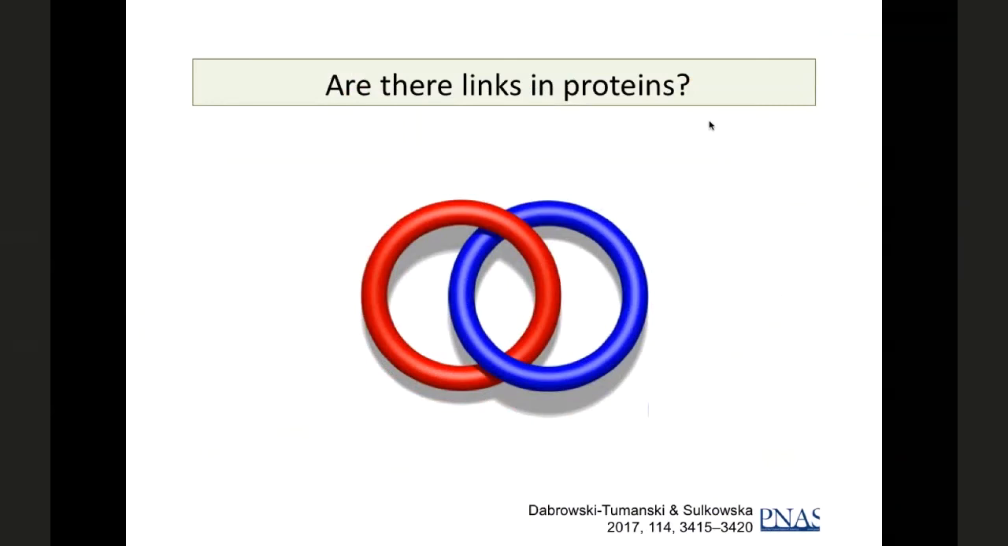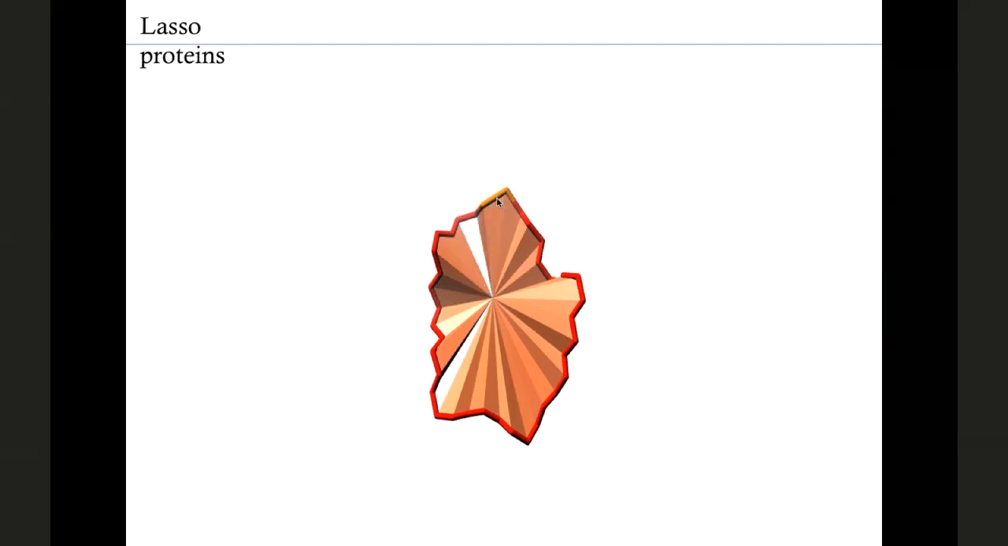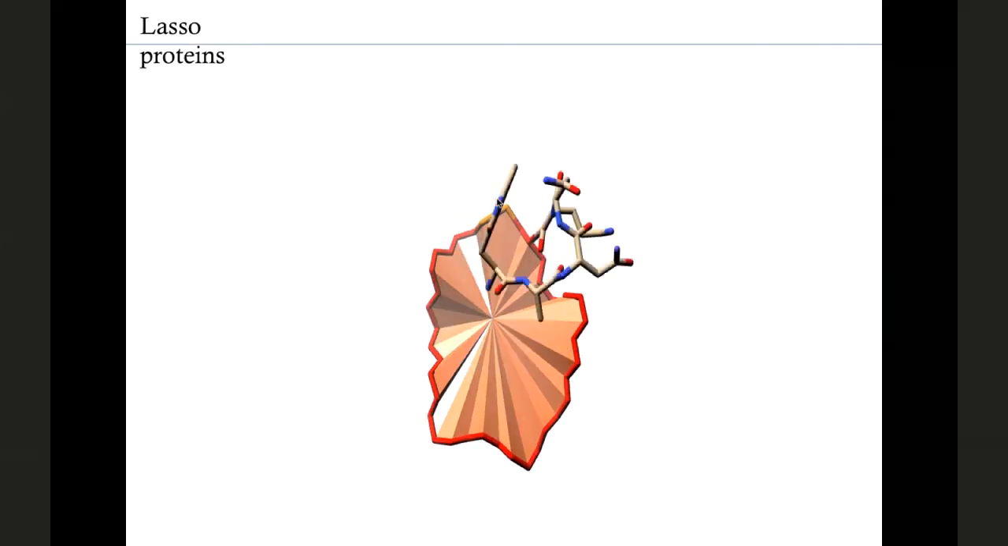I already mentioned that we found links in proteins, but I would like to tell you how complex links can be found in proteins. So this is, for example, the protein backbone, or protein chain that is reduced just to the protein backbone. And you can see that there's a cysteine bridge. So here you can span this minimal surface. This is how we found the lasso proteins. And then you can see that one of the tails is piercing the surface.